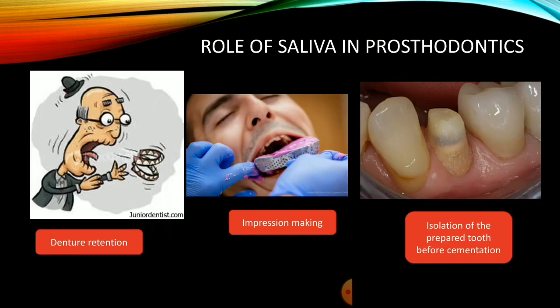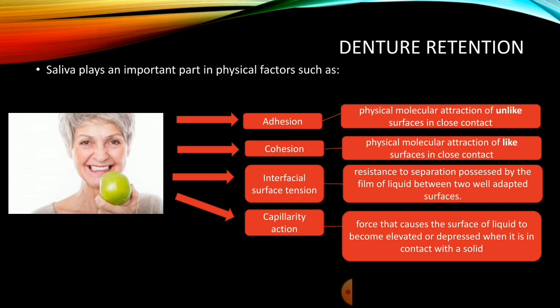Next is the role of saliva in prosthodontics. As we all know, the first and foremost role of saliva in prosthodontics is denture retention, which is very important, followed by impression making, and thirdly isolation of the prepared tooth before cementation. Saliva plays an important role through physical factors such as adhesion, cohesion, interfacial surface tension and capillary action.